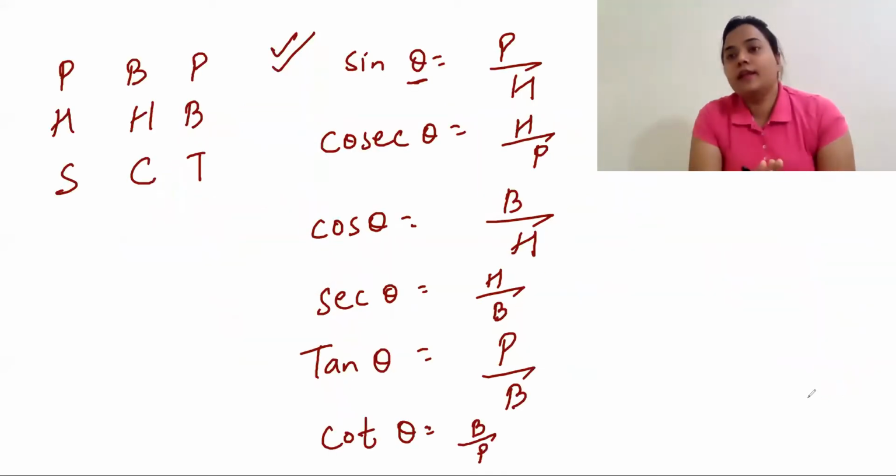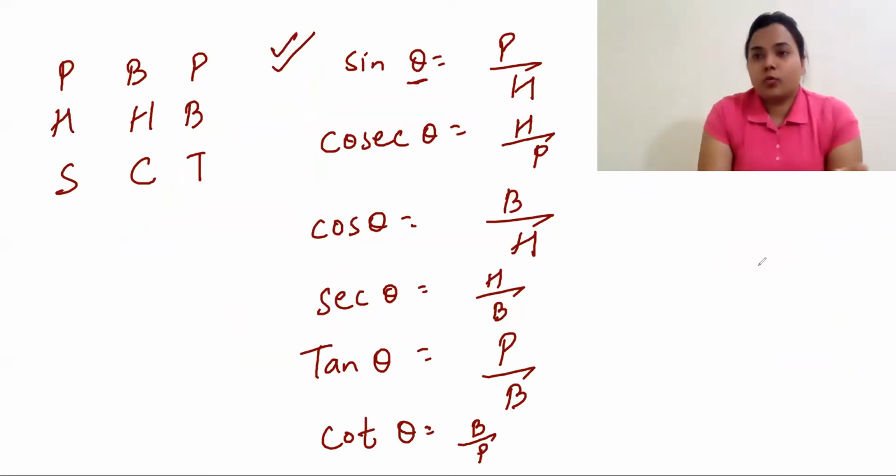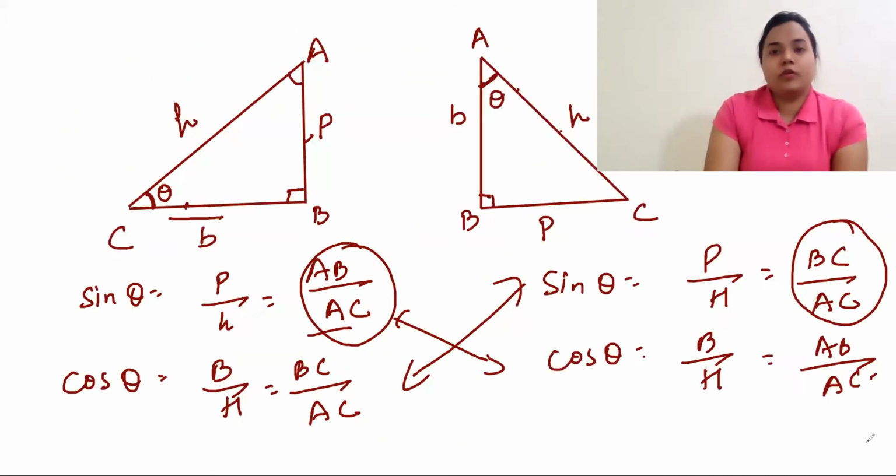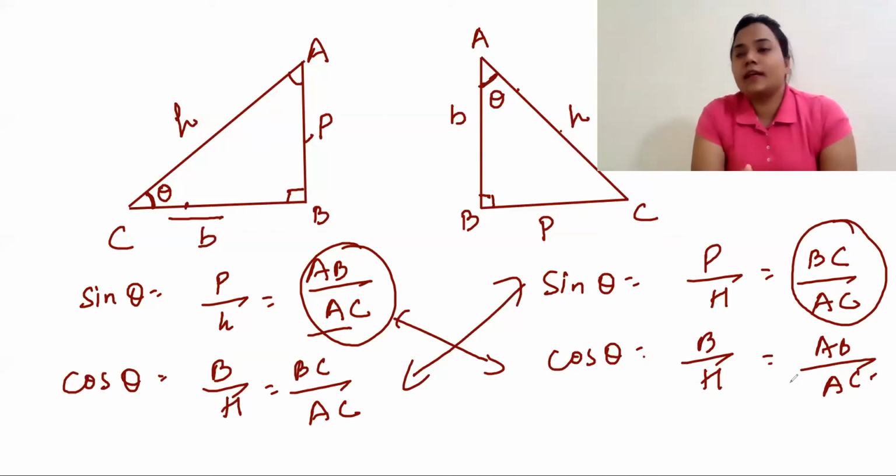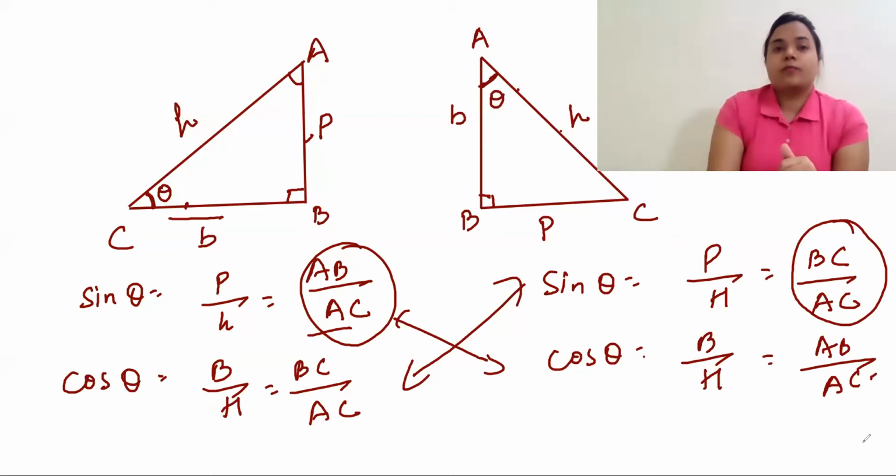By this, we find the trigonometric ratios. In the question, they'll give you any value. They'll give the theta, or they can give you two sides, and you have to find all the trigonometric ratios, like what will be sine theta, cos theta, sec theta, like that. Suppose, let us take a question.